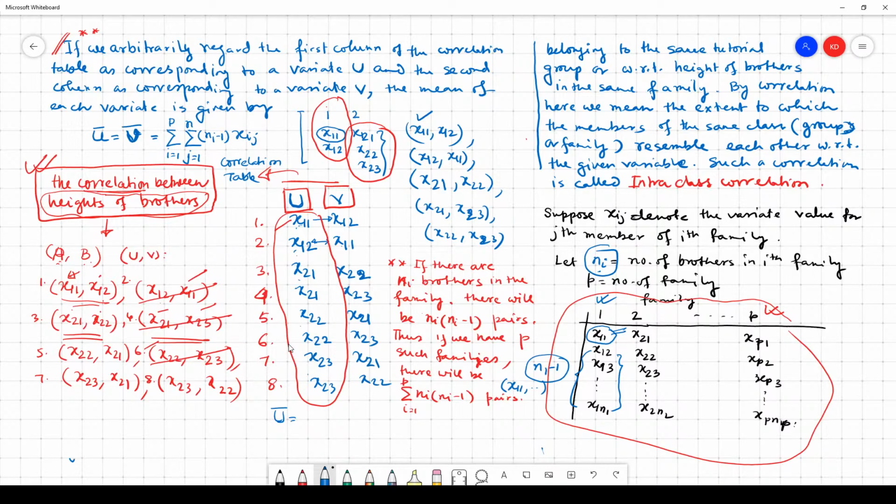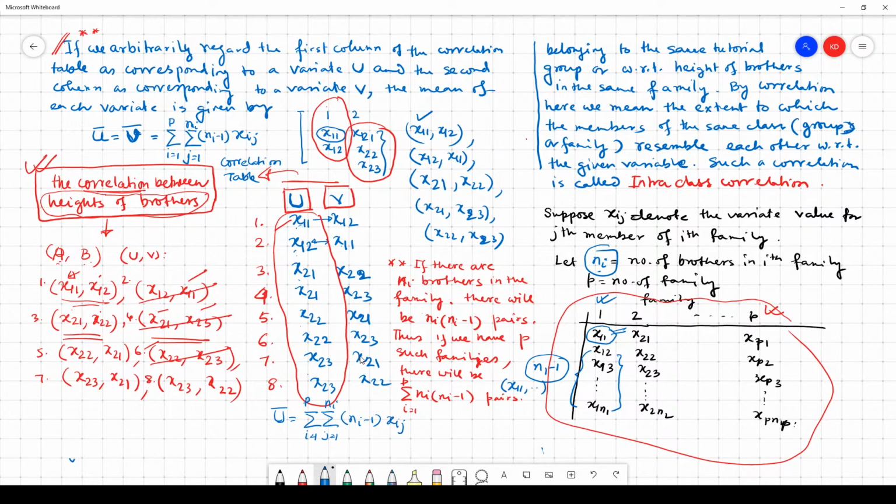and so on. So U bar should be the summation over j from 1 to ni. Please write this: sum over j from 1 to ni of xij, sum over i from 1 to p, because there are p families.